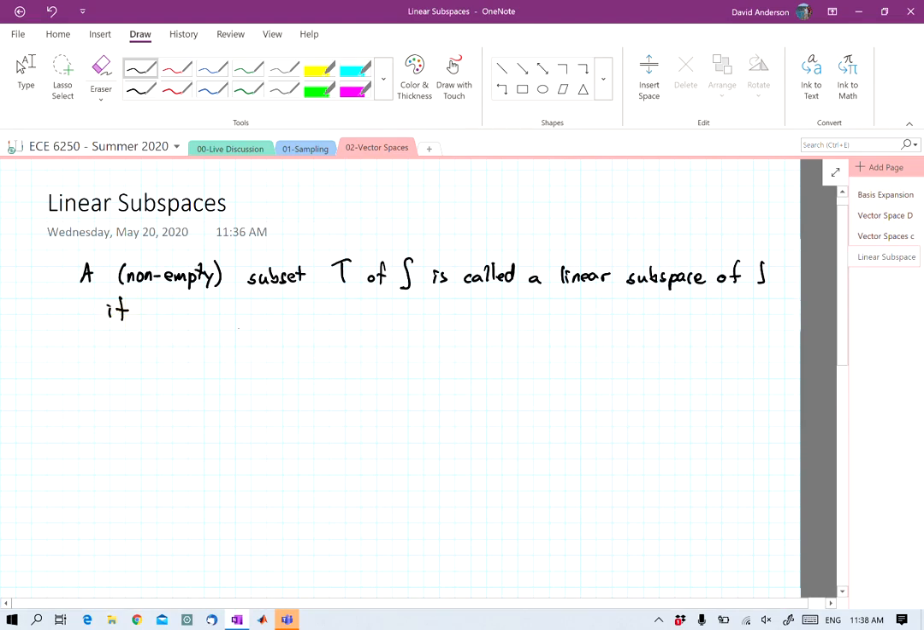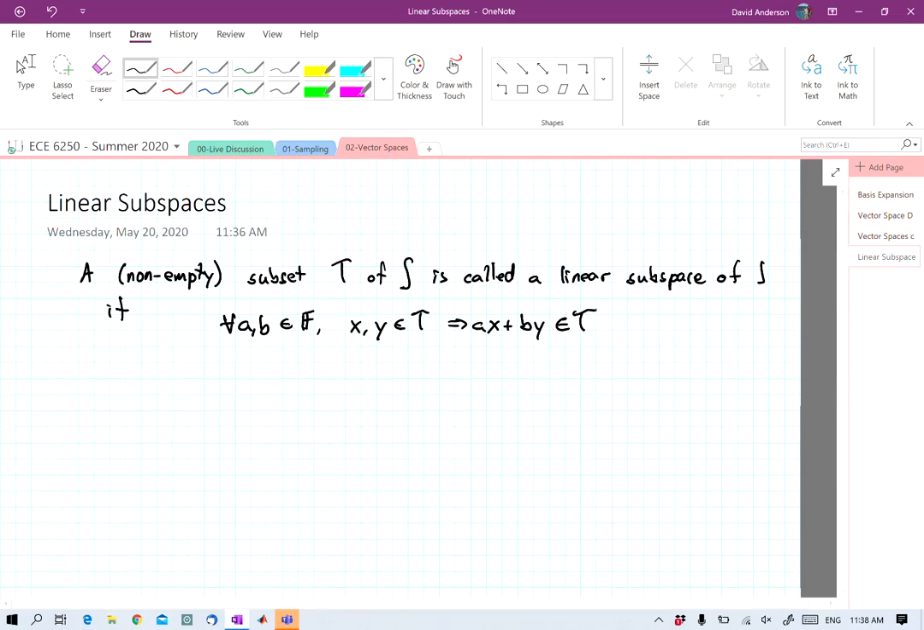if it's true that for every a and b in S's field, and x and y in T, ax plus by is also in T.